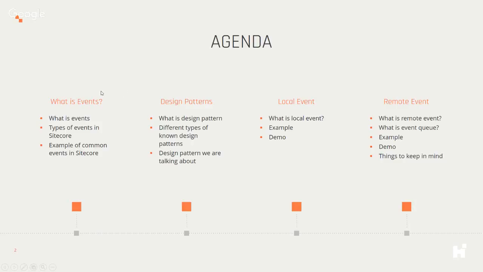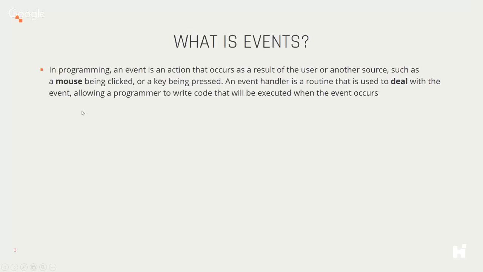We'll be starting with simply what events are. In general, in programming, an event is an action based on user interaction or something else. For example, you click a mouse button or press a key on a keyboard, and in response you get something from whichever user interface you are using. So that's what an event is in a normal programming language.